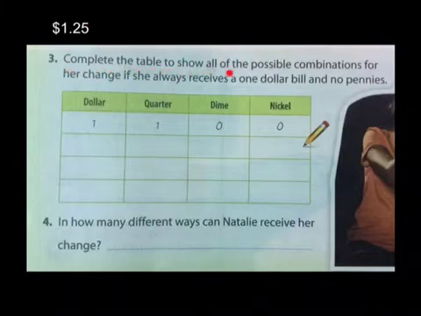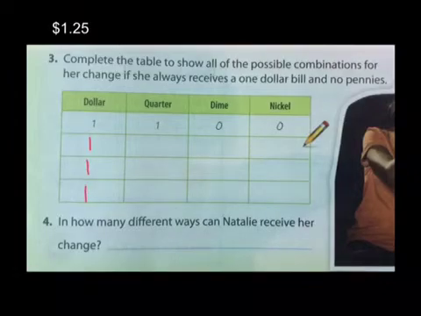Complete the table to show all the possible combinations for her change if she always receives a $1 bill and no pennies. So we have no pennies, but she always gets a $1 bill. Since we know she's always going to get a $1 bill, let's go right ahead and write our $1 in there, okay?